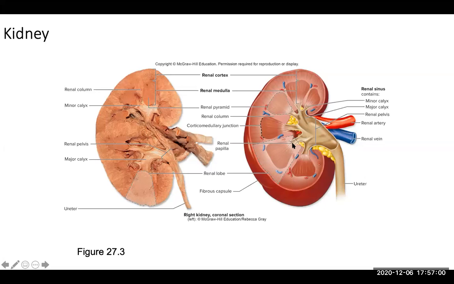And then the minor calyx will be connected to each renal pyramid. And the major calyx is where two or more minor calyxes come together. And then the renal pelvis is the central part that collects all the urine from the calyxes, and then it'll exit out of the ureter.